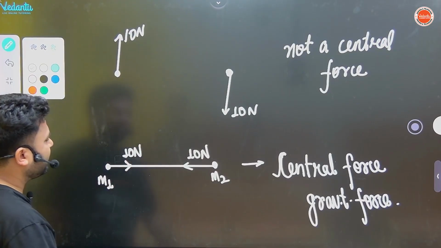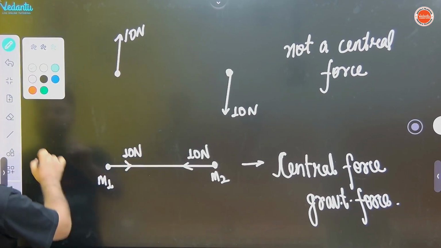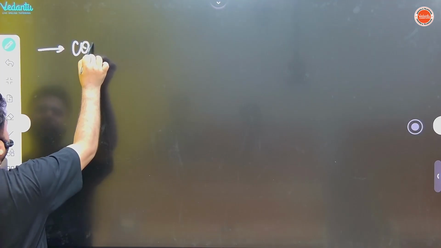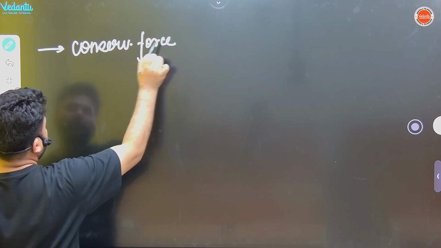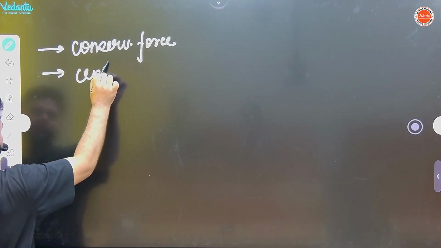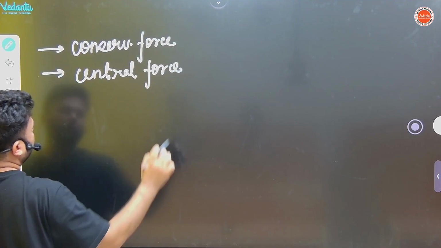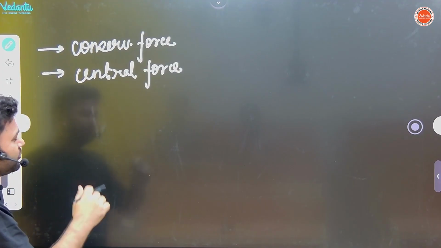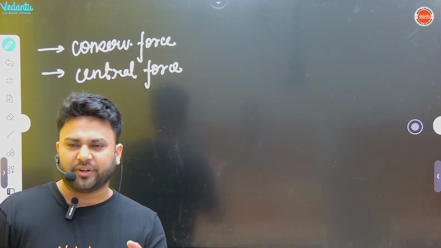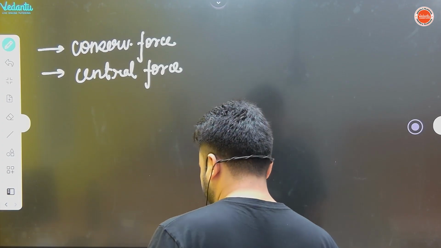These points are necessary because they give statement based questions, so you should remember all these things. Gravitational force is a conservative force. Gravitational force is a central force. All these are important points that students ignore, which is why I made you write them. Okay, conservative force, central force.